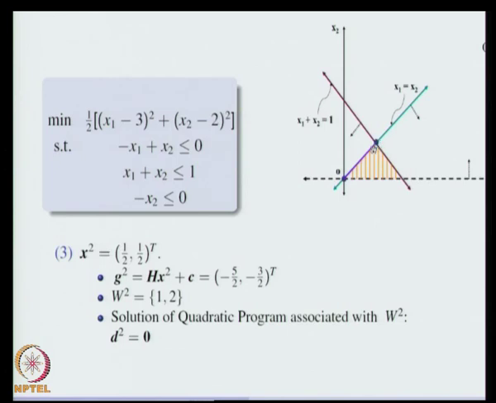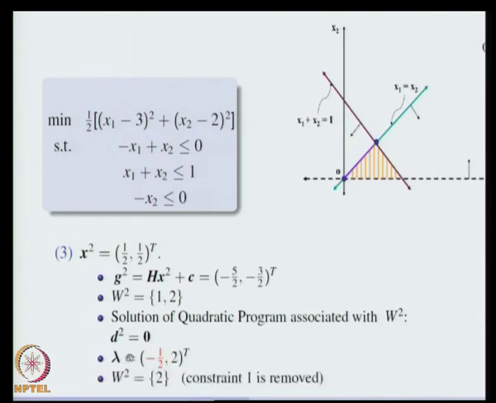So, d2 is equal to 0, and therefore, the next question to be asked is which constraint we can drop if this point is not optimal. If it is optimal, then we will be done.